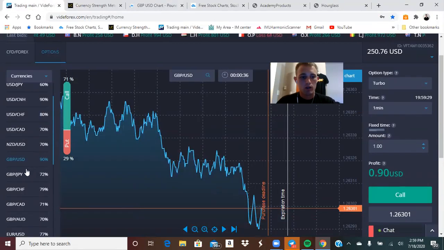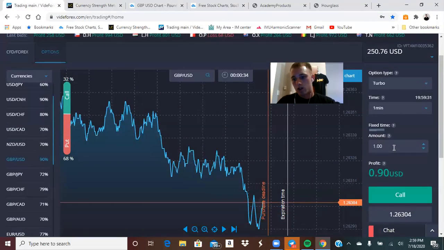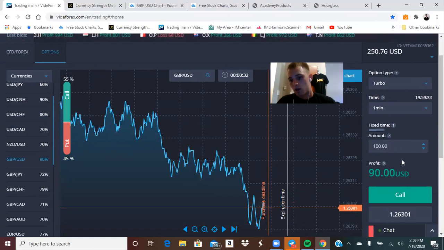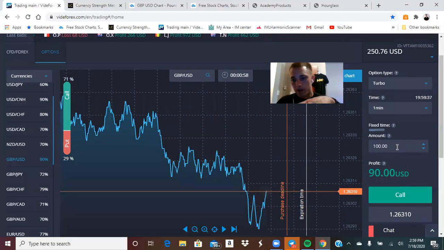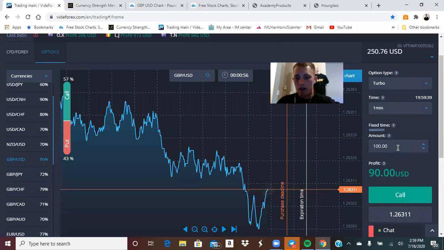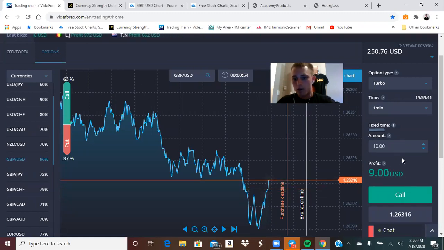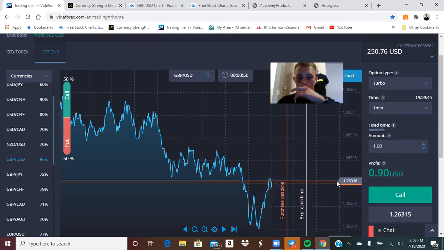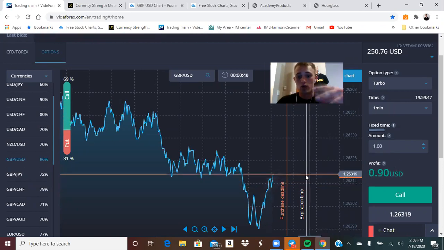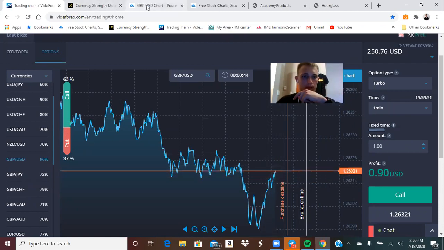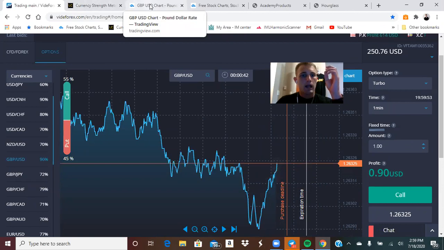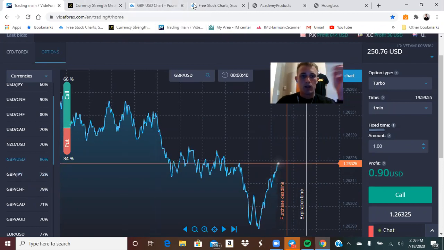This percentage here, if you guys don't know, is the payout. So if I trade 100 bucks, I'm going to take this off so I don't mess myself up, I would then profit $90 from that trade. If I were to trade $10, I'd profit $9 from that trade. I'll trade $1, which is all I'm going to do right here just for learning purposes, because I'm not actually using my strategy. I can't be 100% confident on all these because it's the weekend. But GBP USD is paying 90%, which is what I want.